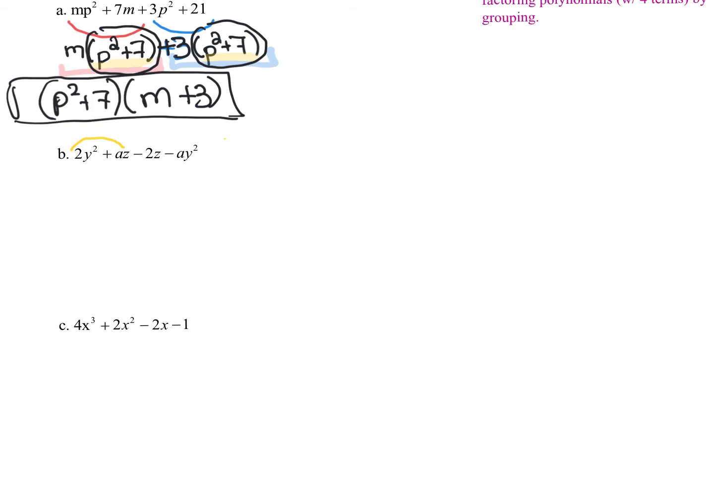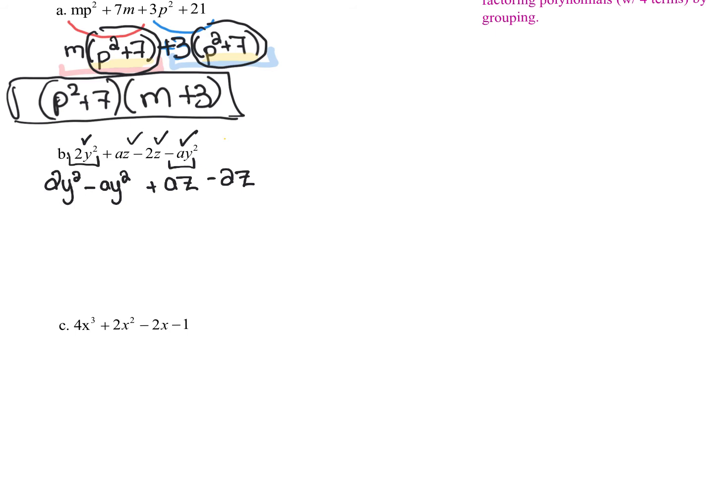So let's try that. Let's try regrouping. The whole importance in regrouping is that you just make sure their signs stay where they belong. So let's try putting the y's with the y's. So I'm going to write 2y squared. That's this one. This one's a minus. Minus ay squared plus az minus 2z.